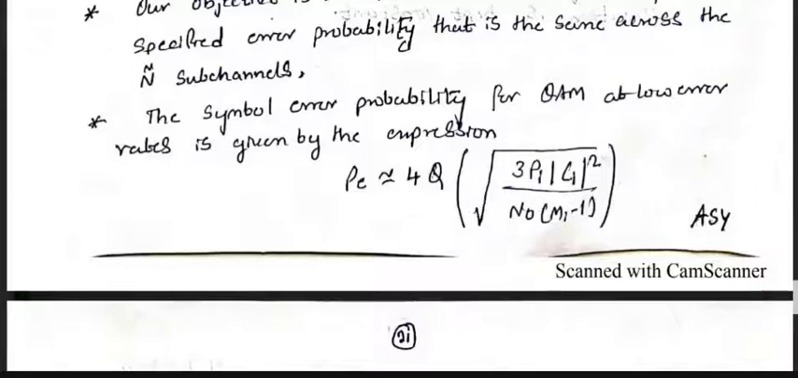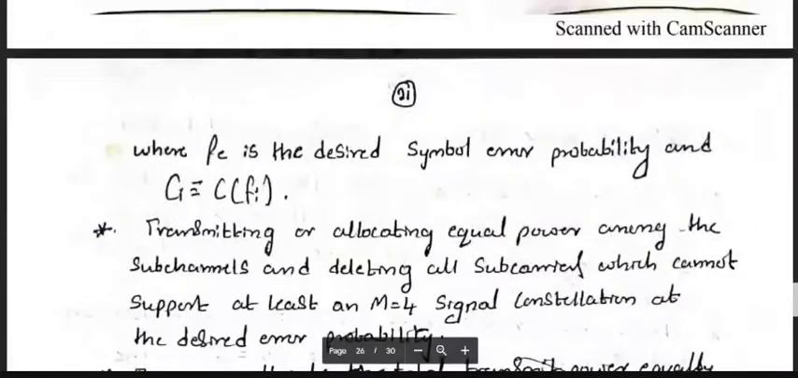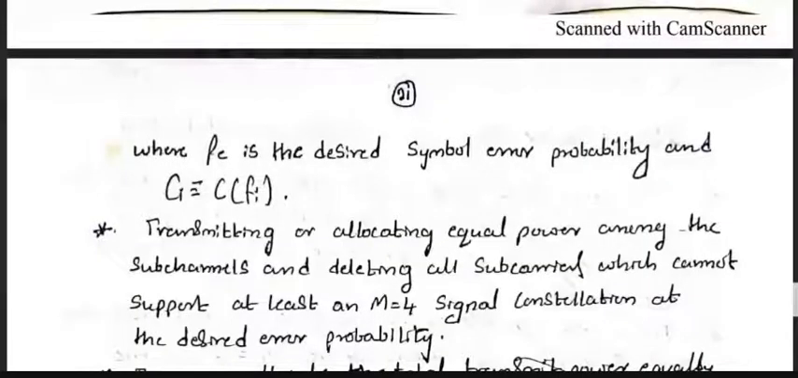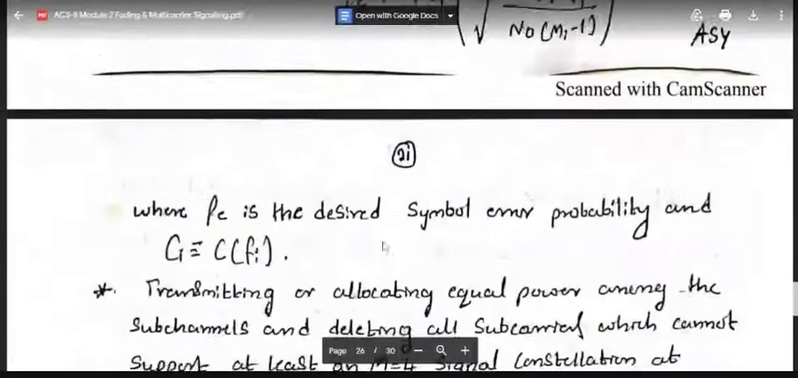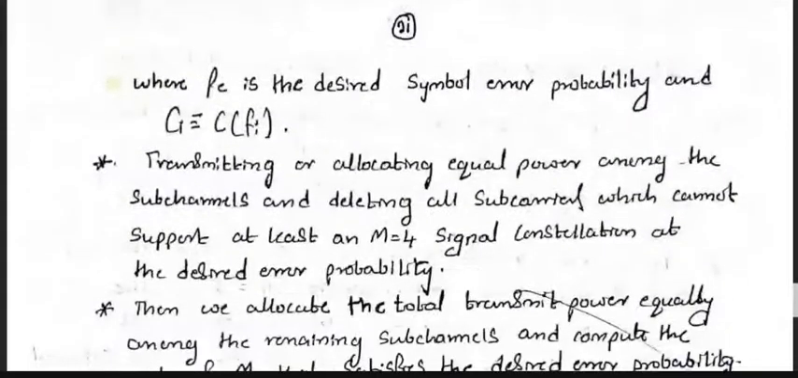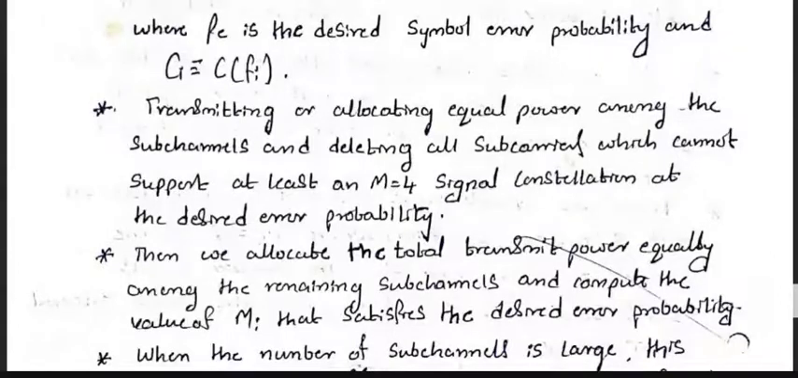Now, what is c_i here? P_e is the desired symbol error probability, and c_i is equal to the channel gain that we have written here.